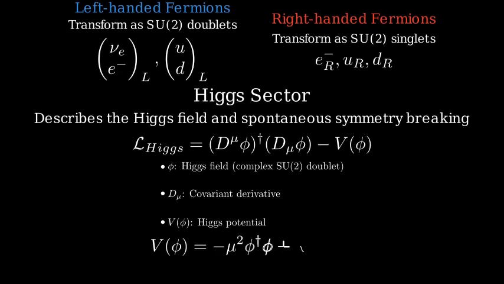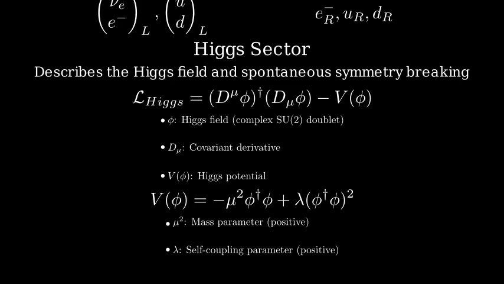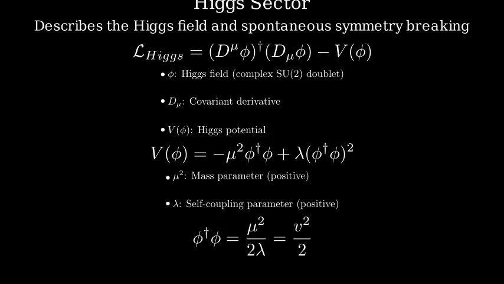The Higgs potential has the famous Mexican hat shape and is given by V(φ) equals negative μ² φ†φ plus λ (φ†φ)², where μ² is a parameter with dimensions of mass squared. λ is a dimensionless coupling constant. For μ² and λ both positive, this potential has a minimum not at φ equals 0, but at φ†φ equals μ² over 2λ, equals v² over 2.